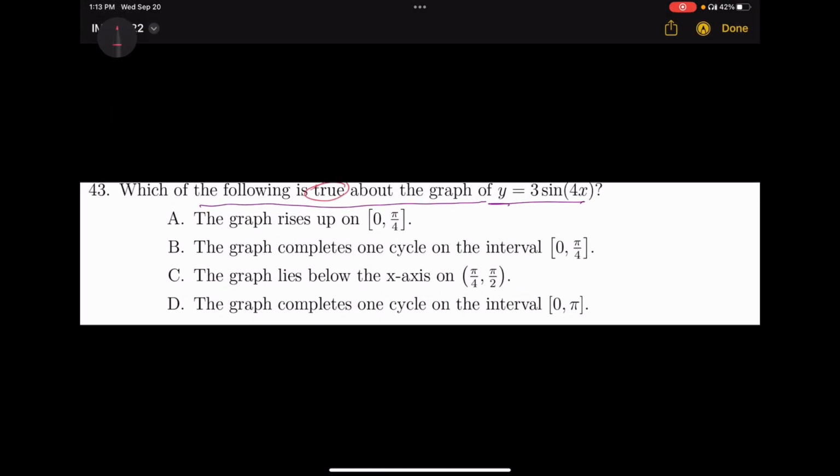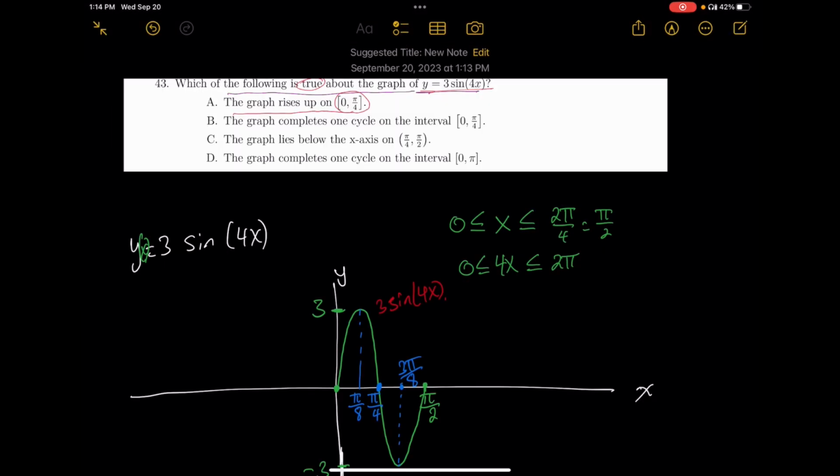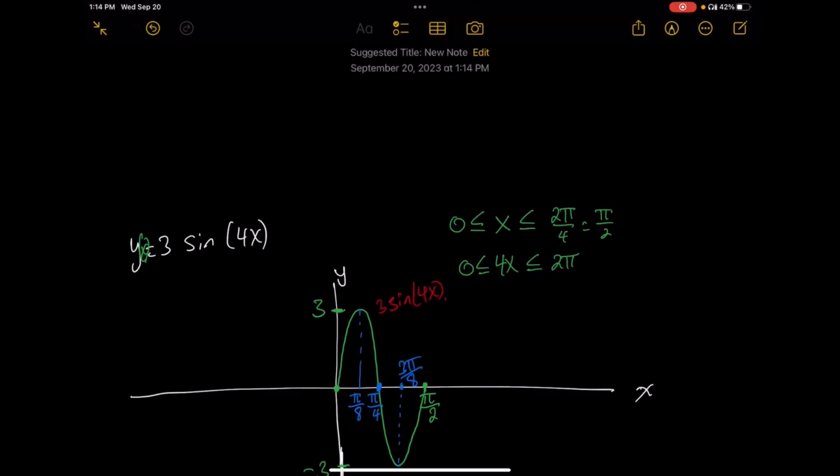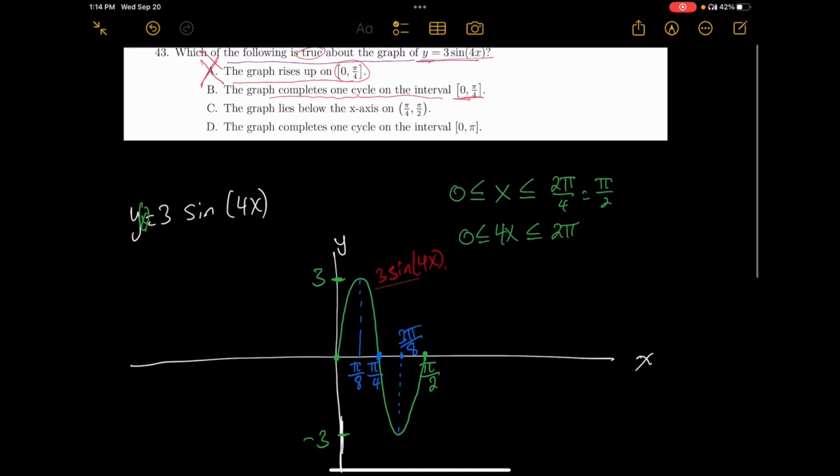Now the first question: which of the following is true about this function? A, the graph rises up on the closed interval from 0 to pi over 4. From 0 to pi over 4, the graph rises up? No, it does not rise up. It rises up from 0 to pi over 8 and then goes down from pi over 8 to pi over 4, therefore A is not correct. B, the graph completes one full cycle on the interval from 0 to pi over 4. That is also not correct. The graph completes one full cycle from 0 to pi over 2, not from 0 to pi over 4. From 0 to pi over 4 it's half a cycle.